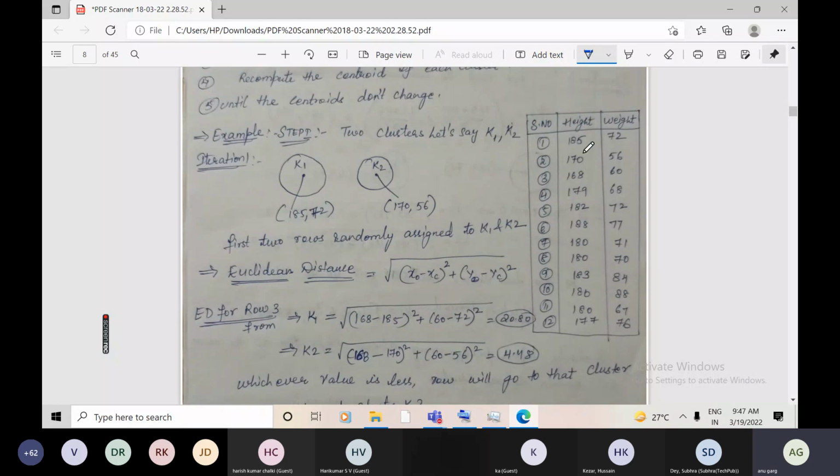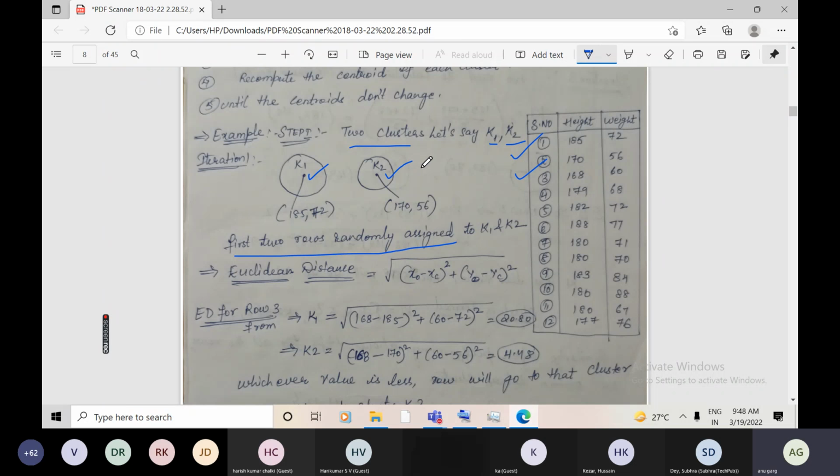So for K-means, the transaction set will be given, and they will ask you to divide this into K clusters. That means they can give you 2, 3, 4, that is, the number of clusters. Here, let's say we are taking 2 clusters, K1 and K2. Sometimes they will give you the centroids of these clusters, sometimes they will not. If they have not given the centroid, I have taken 2 rows randomly, the first 2 rows, as the centroids of K1 and K2.